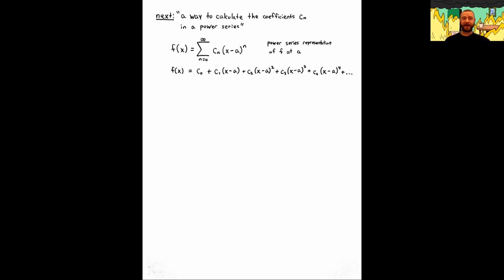So we have f of x equals, and then write out a few terms, c sub 0 plus c sub 1 times x minus a, and so on and so on. And let's think, if we try to find the values for the nth coefficients, let's start with the starting index 0 and see if we can solve first for c sub 0.